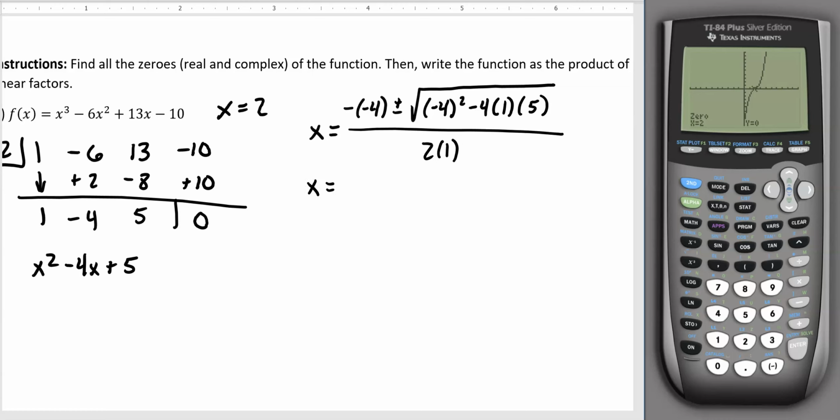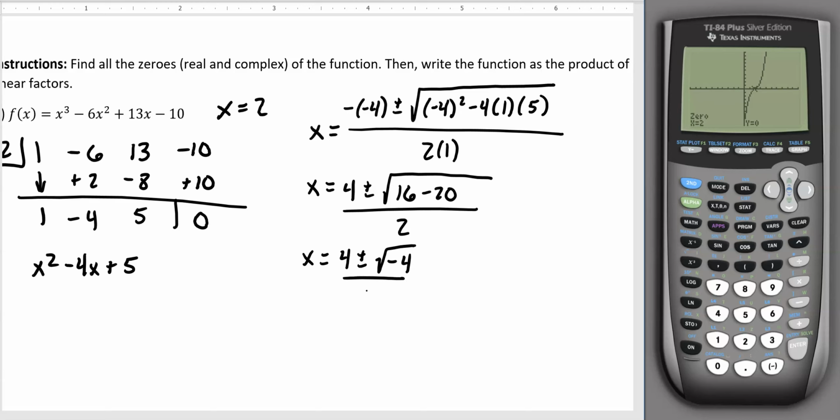So x will equal 4 plus or minus, negative 4 squared would be 16, negative 4 times 5 would be negative 20, over 2. X equals 4 plus or minus the square root of negative 4 over 2. Now, what is the square root of negative 4? 2i. So this is 4 plus or minus 2i over 2. We can divide out a 2, and we'd get 2 plus or minus i.